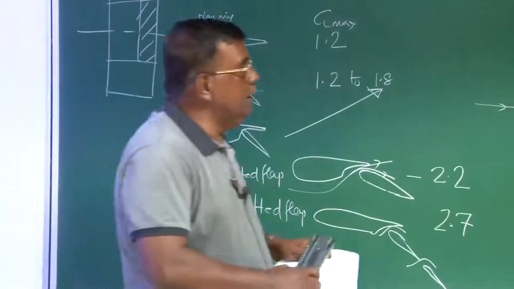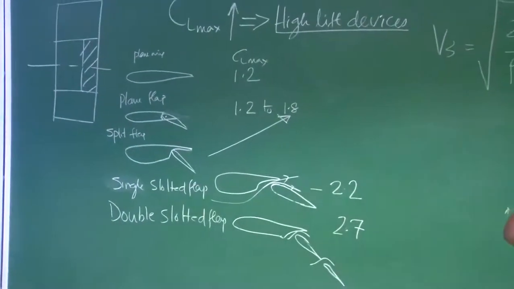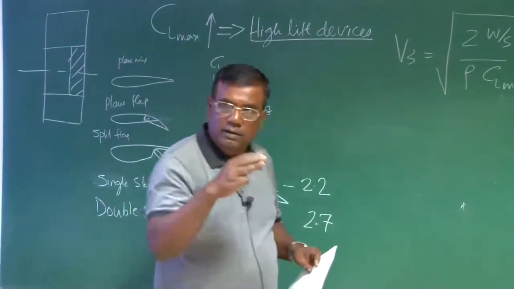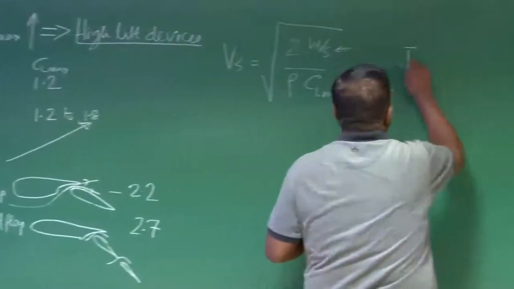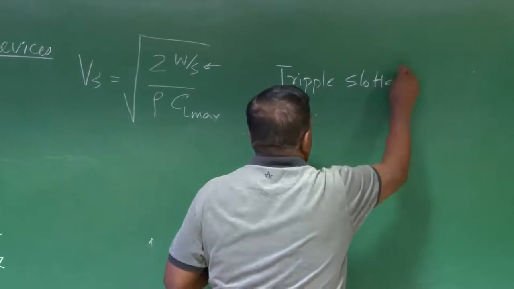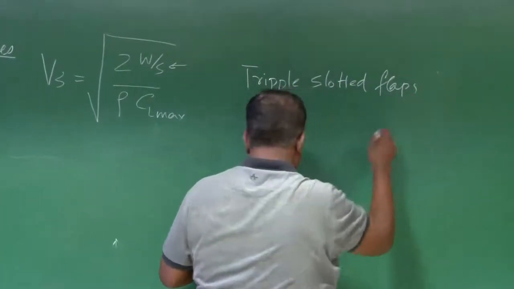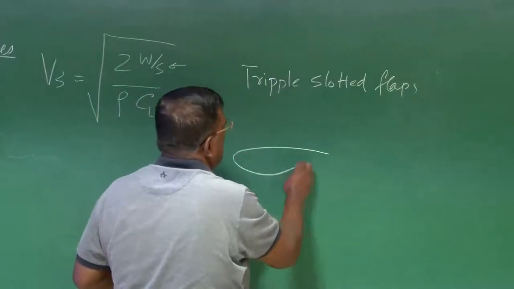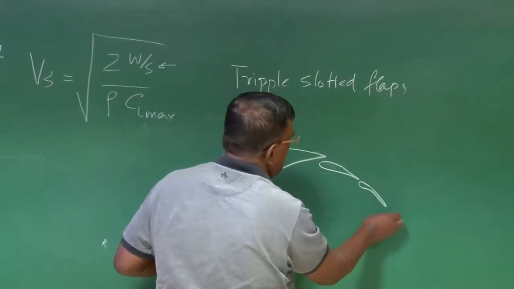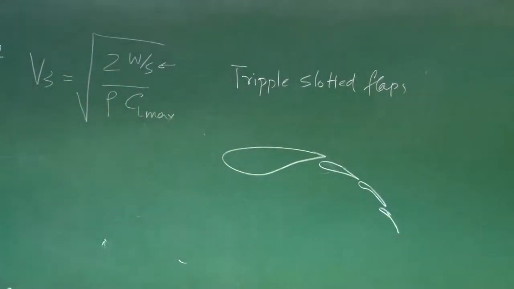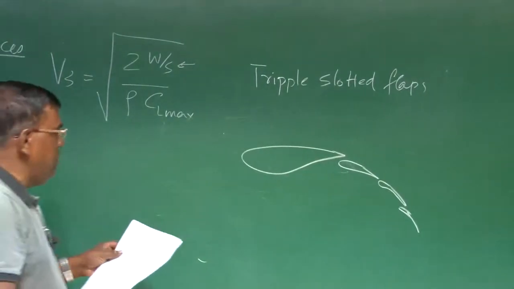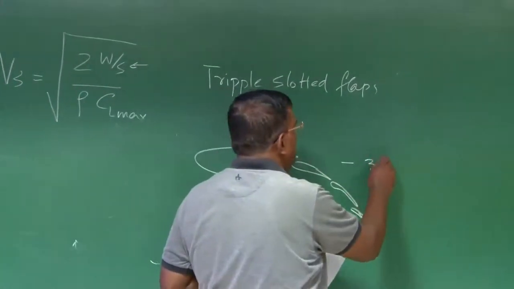The story doesn't end here. Once this concept is understood, that if I put a slot I can delay the separation, so I can increase the deflections, there came triple slotted flaps. How should it look? This is one, this is two, and this is three, right? You can go on doing it. And for a triple slotted flap, you can aim up to 3.1.